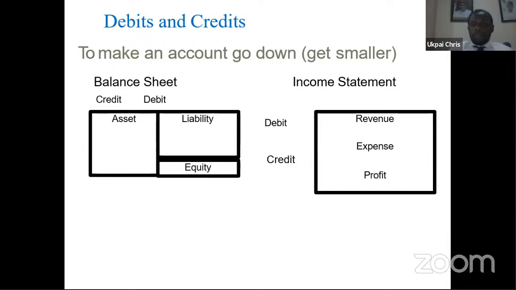Can we continue? At this point, you have what we call debit and credit to make an account go down, to get smaller. In the balance sheet, that means you have to credit the asset. If you are crediting your asset, the value of the asset will reduce. Every asset needs to be debited. Am I communicating? Once you are crediting it, you are reducing the what?